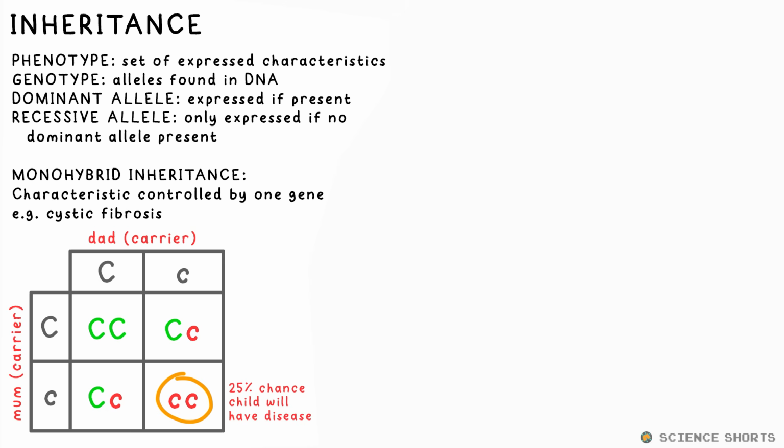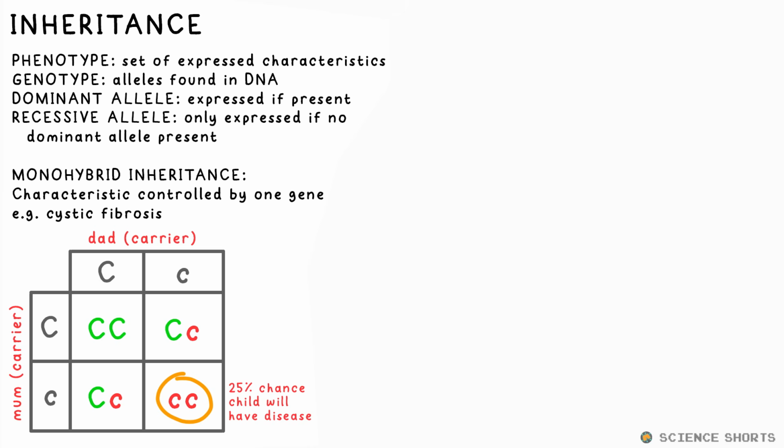Some traits are controlled by 1 gene, monohybrid inheritance. This is what you likely learned about at GCSE, for example, with cystic fibrosis. The Punnett square shows us that if both parents carry the recessive allele, there's a 25% chance their child will have both recessive alleles, meaning it would be expressed.